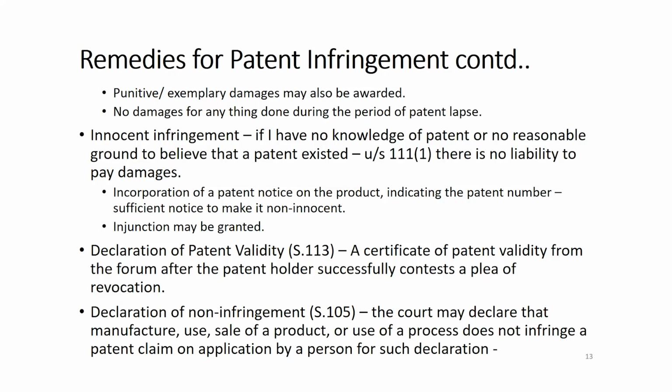So damages is actual loss suffered by the plaintiff. Account of profit is the profit earned by the defendant. Punitive exemplary damages can also be claimed. In cases of innocent infringement, no damages may be claimed, however, injunction can be claimed.